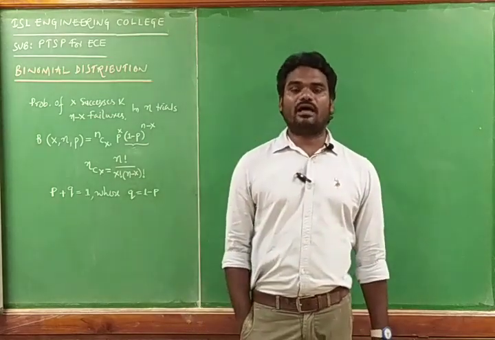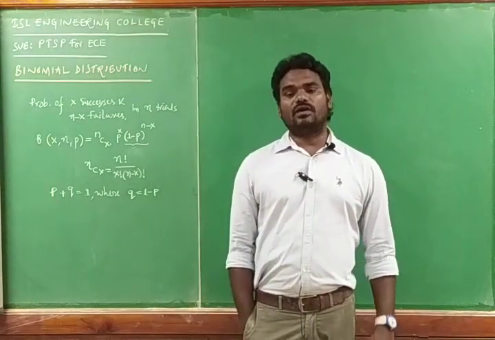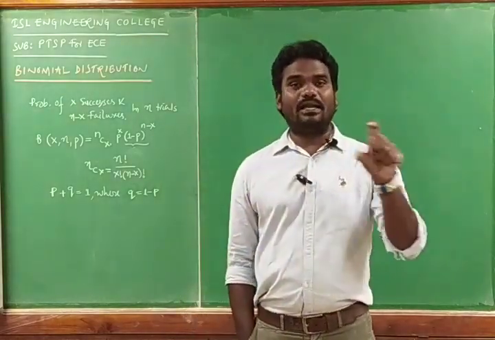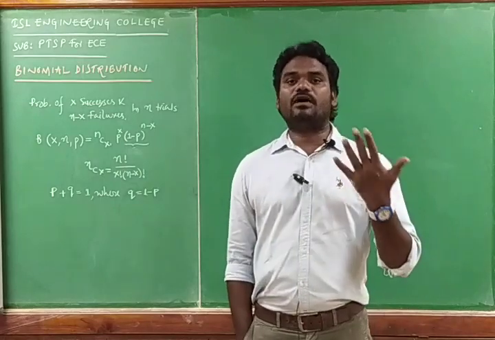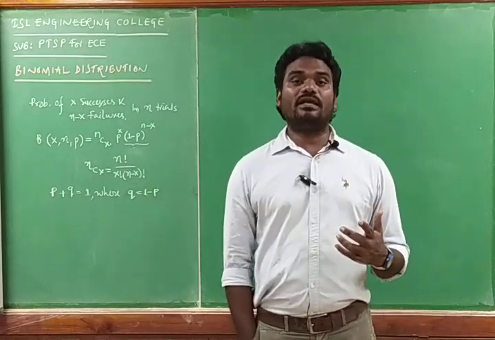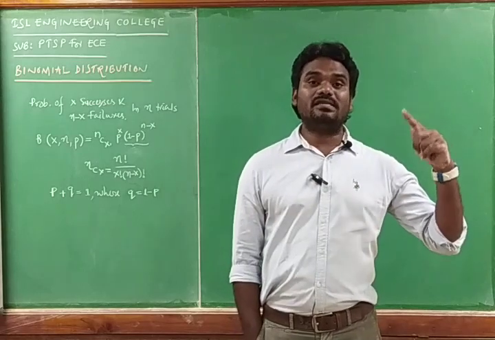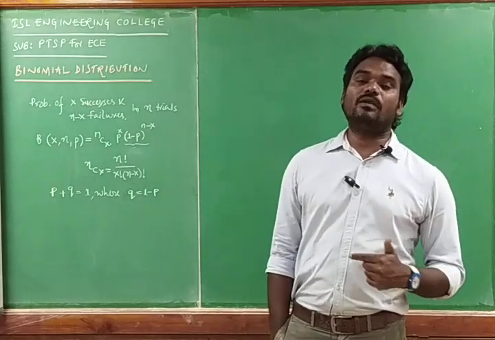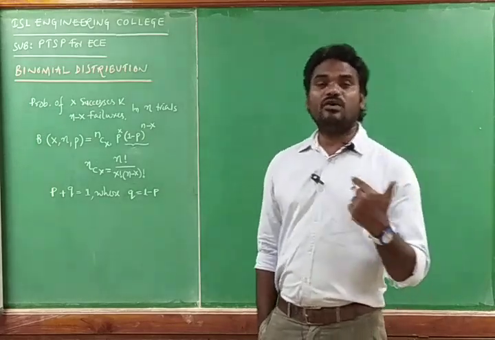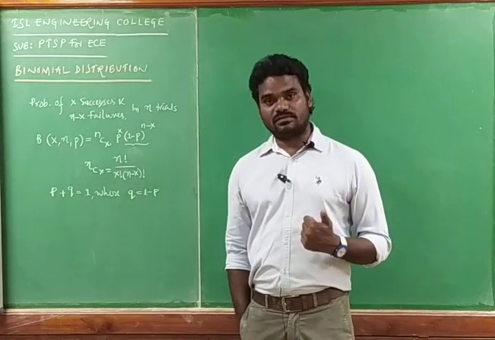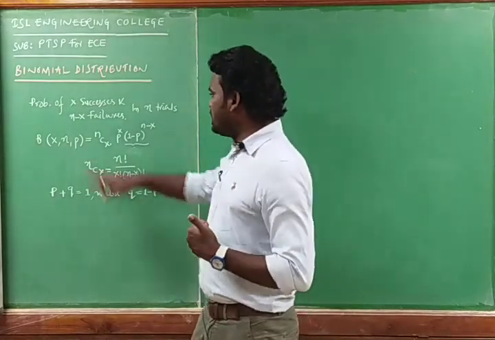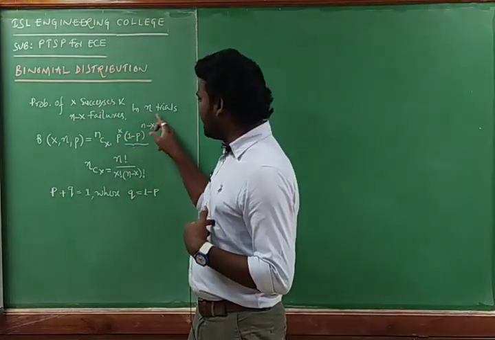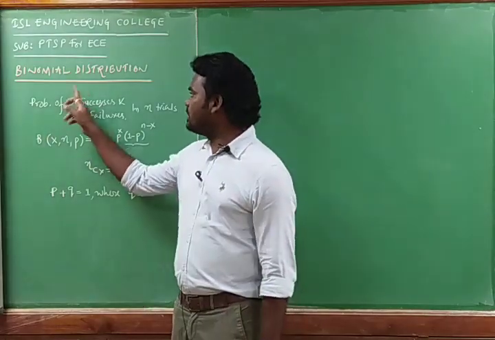That means we are having an experiment. We are performing that experiment n times, n trials. In that we are getting the successful outcome x times, whereas n minus x will be the number of failures. So the probability of x successes and n minus x failures in n trials will be given by the binomial distribution.